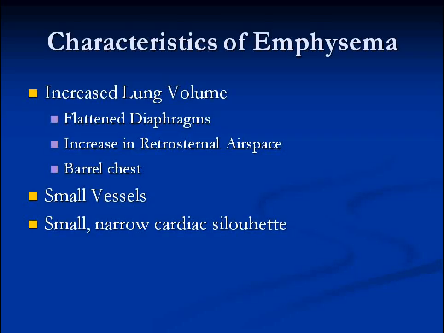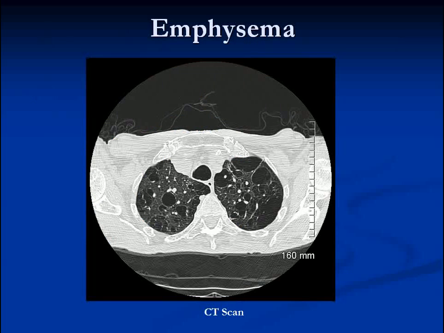Some of the characteristics are increased lung volume, which leads to flattened diaphragms, increased retrosternal airspace, and a barrel chest. The vessels in these patients appear very small in the lungs, and there's a small narrow cardiac silhouette, and these are all features of chronic obstructive lung disease and emphysema. Here's just a CT scan example of the same thing, which shows you these holes in the lung. Some of these are bullae and others are areas of emphysema.